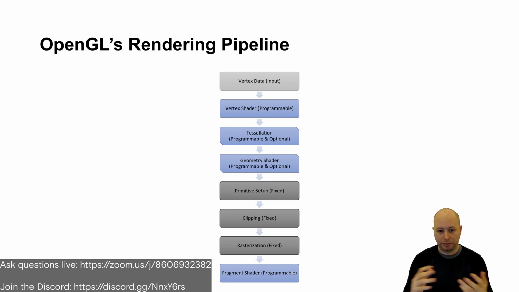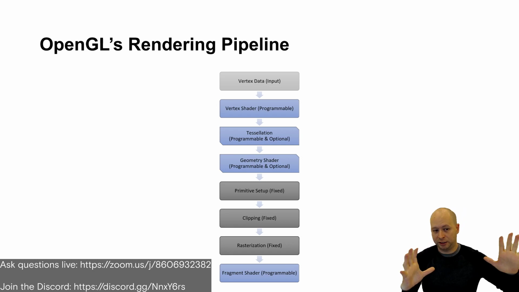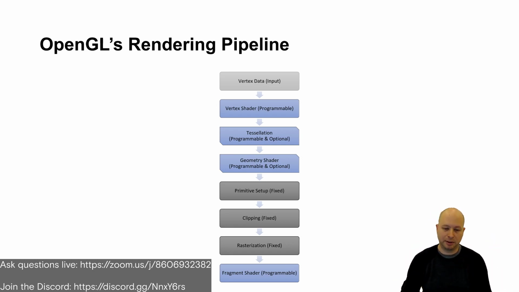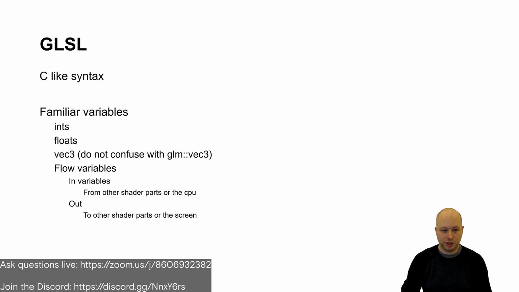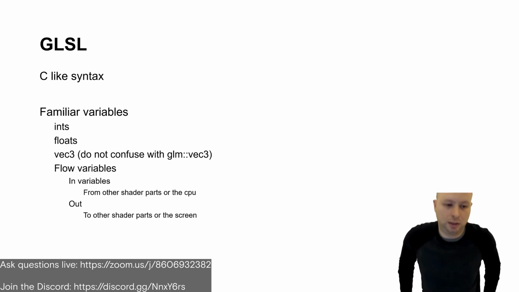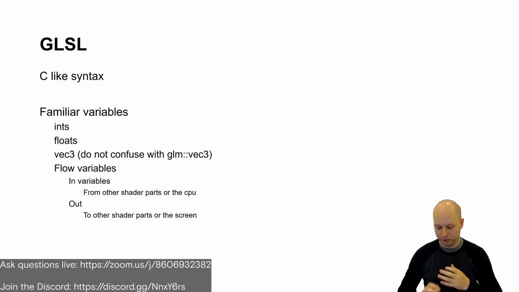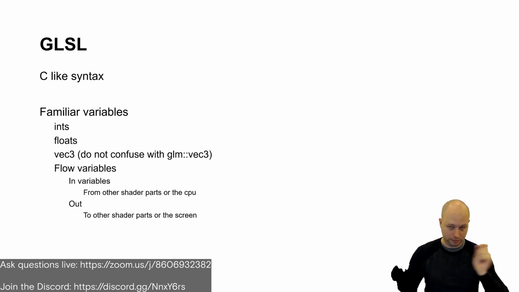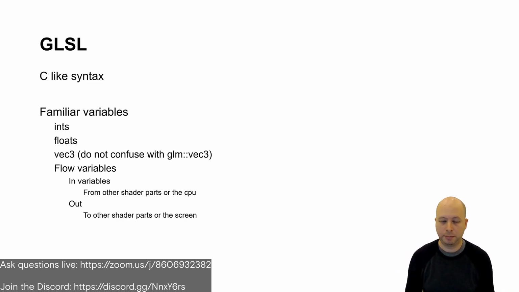So that's sort of the pipeline, and the vertex shader runs at that vertex shade stage, and the fragment or pixel shader is running at that fragment stage. So GLSL, to talk a little bit about the language, it's kind of like C. It's got familiar variables like ints and floats. It's got a vec3, it's got mat4s, and it even has flow, where you can actually combine these shaders and connect them to the other, which is pretty powerful.